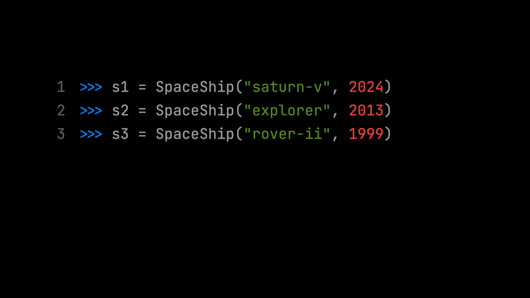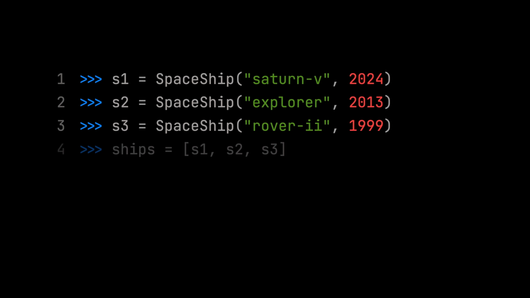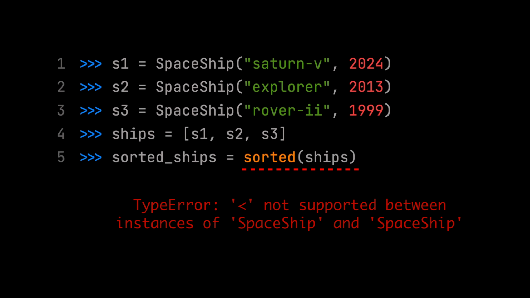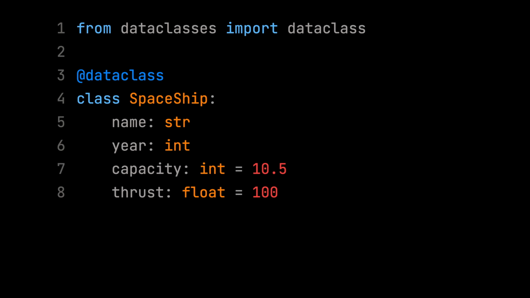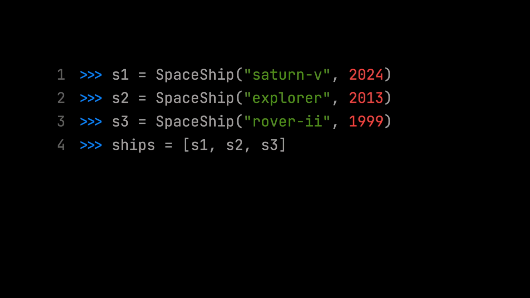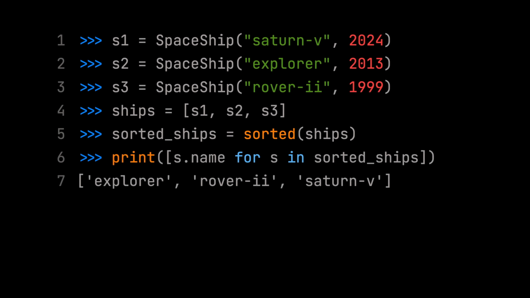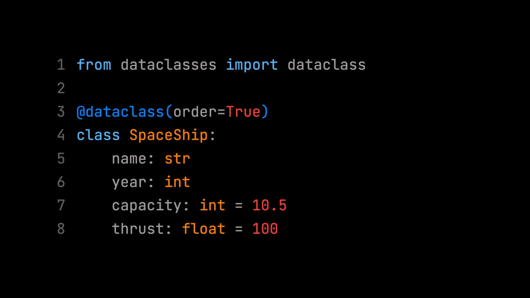Now let's say we want to go beyond equality and also sort the spaceships by their name. We can't do this with regular classes since they don't implement the less than greater than dunder functions. With data classes, if we set order equals true in the decorator parameters, we'll auto-implement these missing dunder methods. Now, if we call sorted on a list of spaceship instances, we can sort them by their attribute values with no additional code.